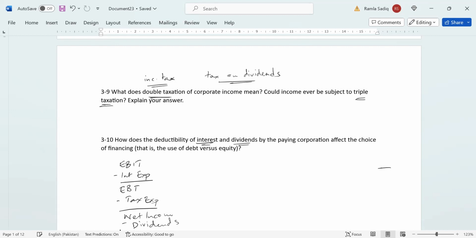And so when we say how does deductibility of interest and dividends by the paying corporation affect the choice of financing? Well, interest expenses are tax deductible, but dividend payments, because they're paid after the net income is declared, are not tax deductible. So the after-tax cost of debt is lower than the after-tax cost of equity. This is your debt component here, and this is your equity component here. And this encourages the use of debt rather than the use of equity. This point is discussed in detail when we talk about cost of capital and capital structure and leverage.